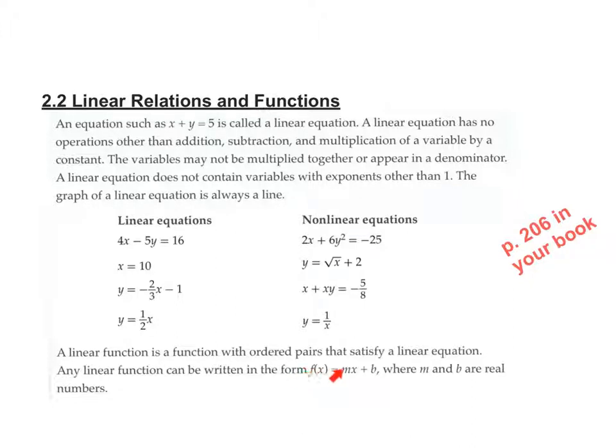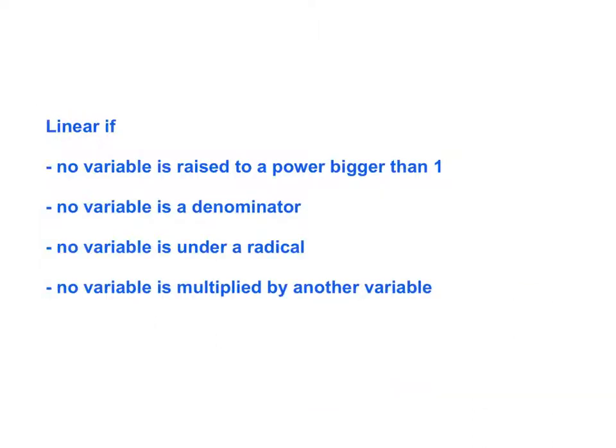What's this form down here? Slope-intercept, right. Sometimes you see it written like this with a y instead of f of x. So what it's saying is if you can eventually put it into slope-intercept form, then it's linear. So all of that has to be true. On the next page here, these 4 things are what you have to write in order to show it's linear. If it's linear, all of these things have to be true. There's no variable raised to a power bigger than 1. There's no variable in a denominator.